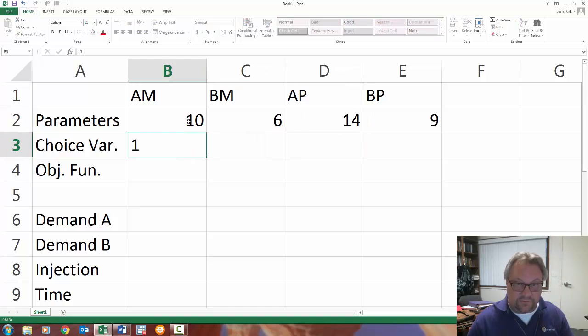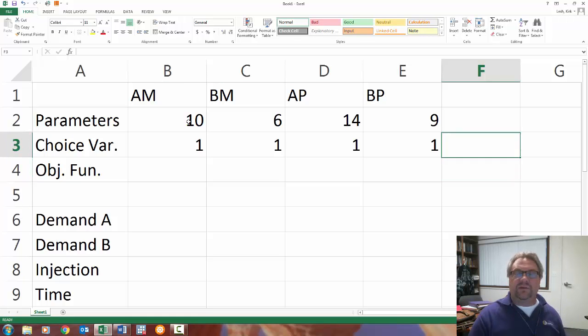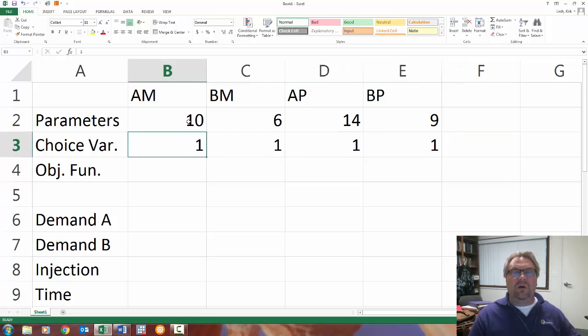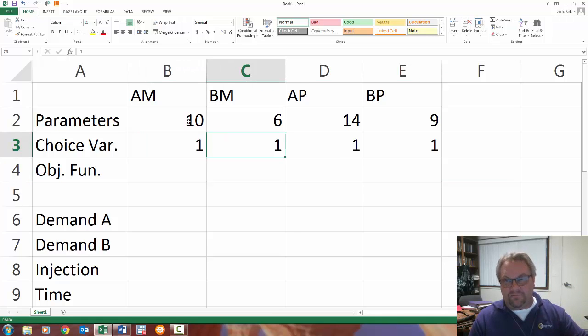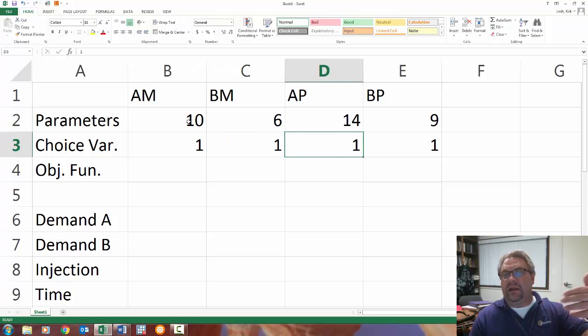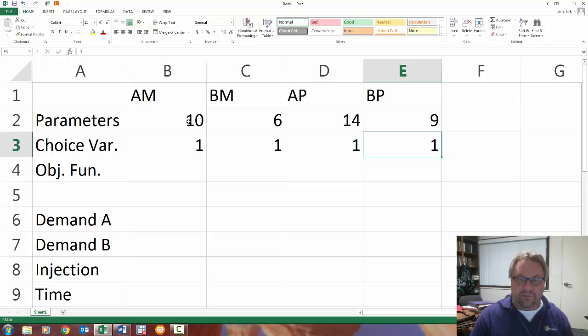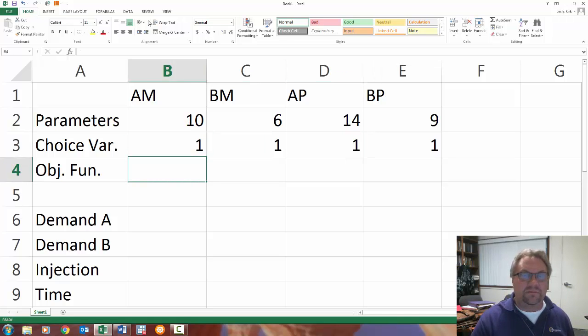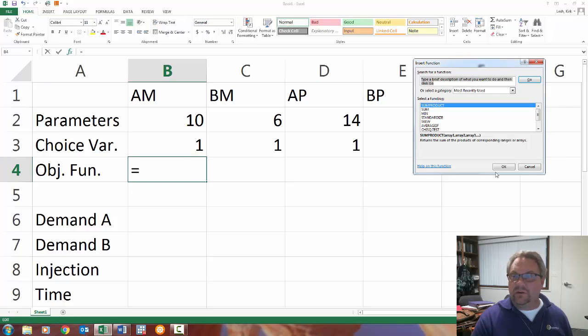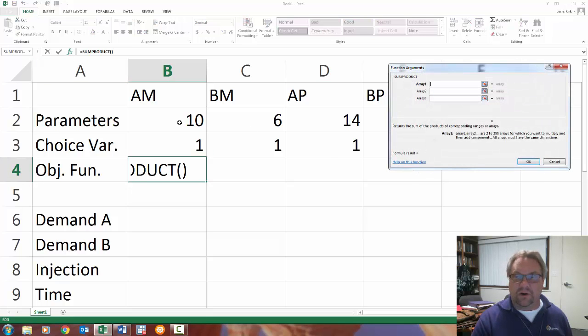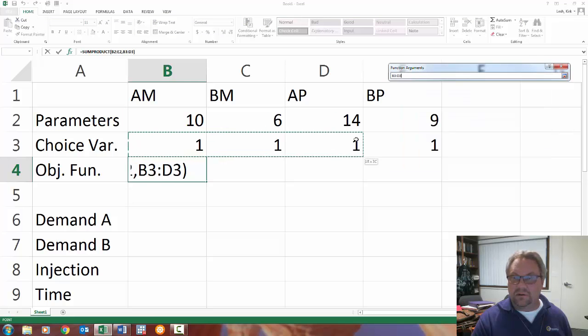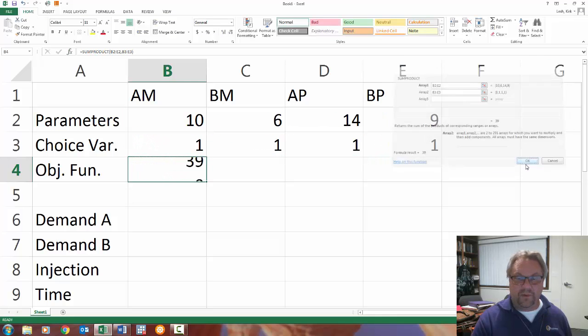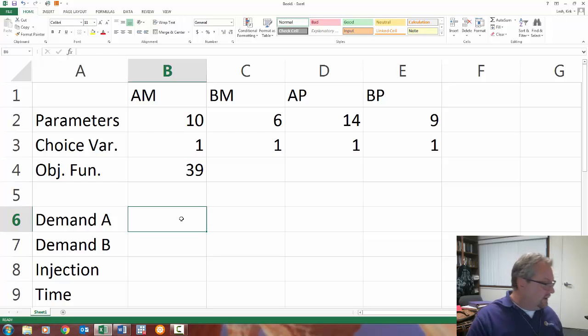Put in some placeholders for the variables, right? So my choice variables are the number of product A I'm going to manufacture, the number of product B I'm going to manufacture, the number of product A I'm going to purchase, and B that I'm going to purchase. All right, my objective function. Well, some product. Okay, easy peasy. All right, parameters for my constraints.